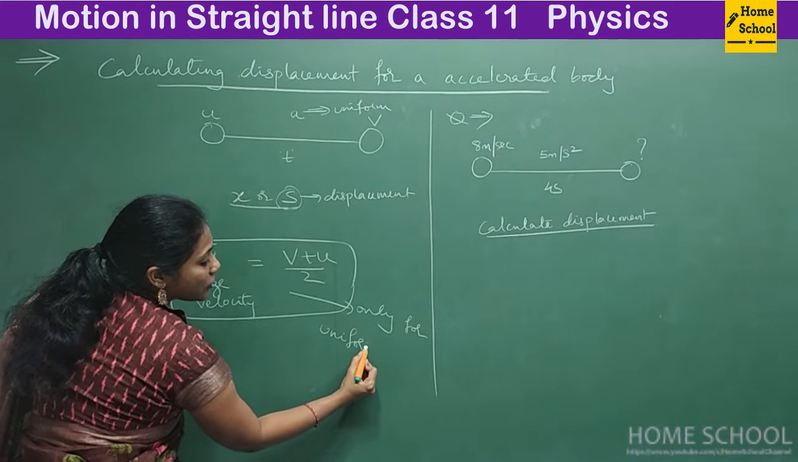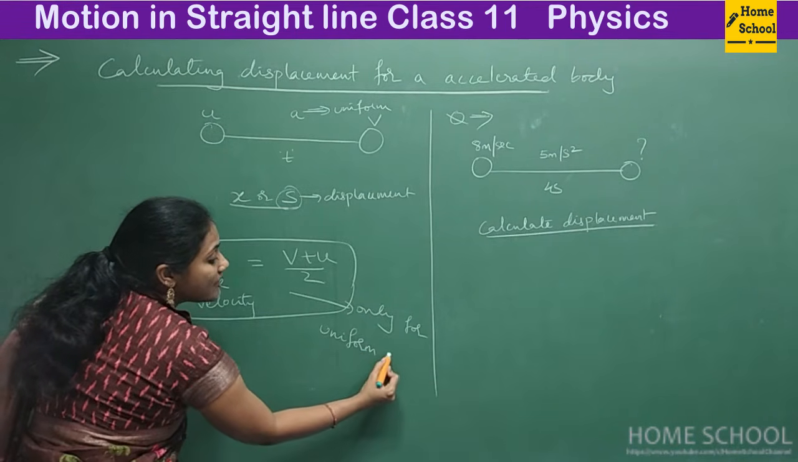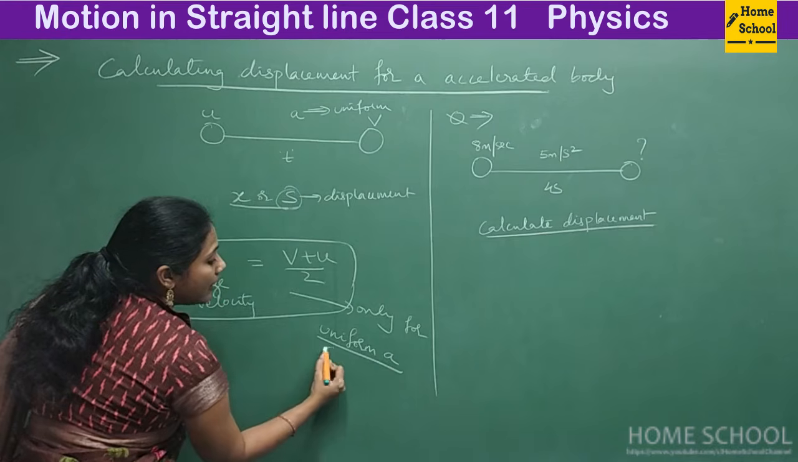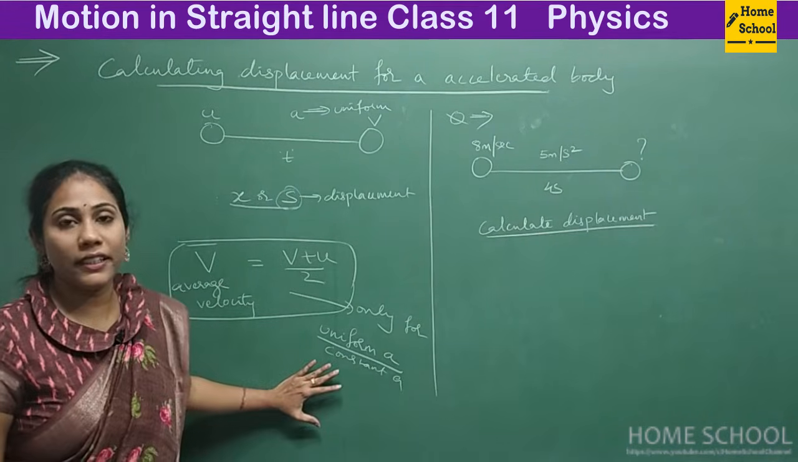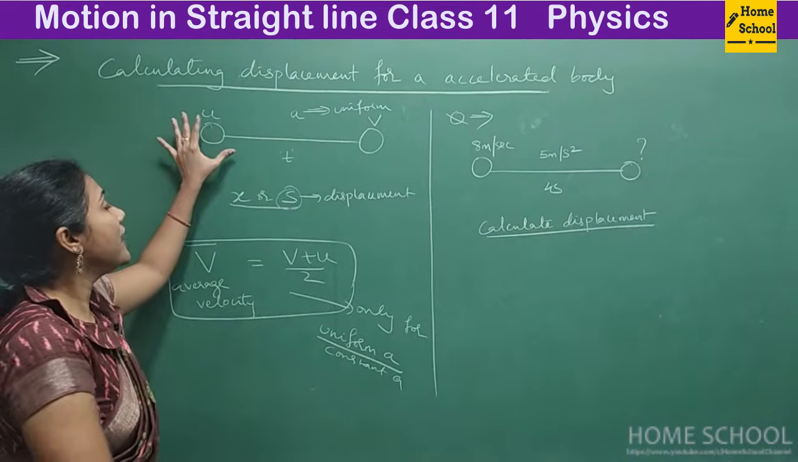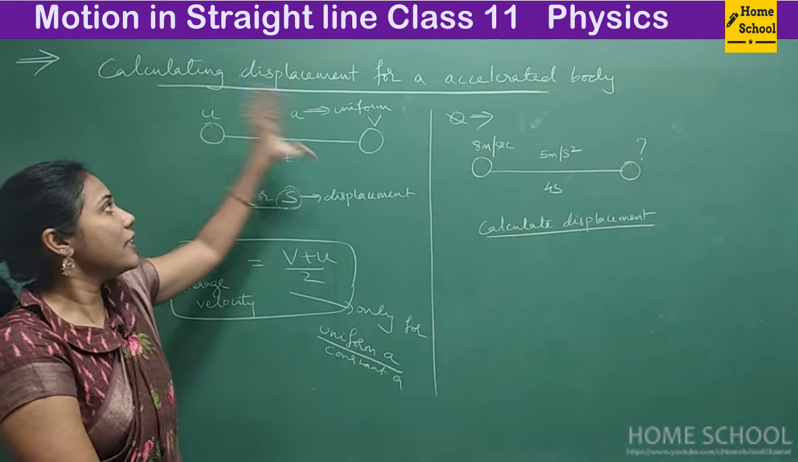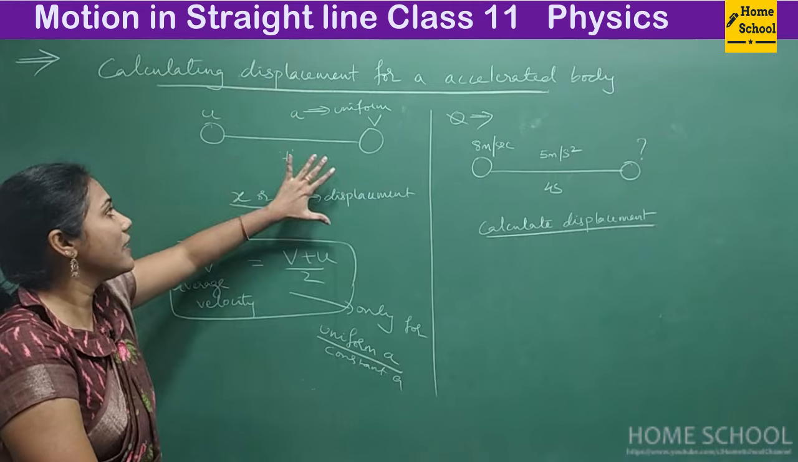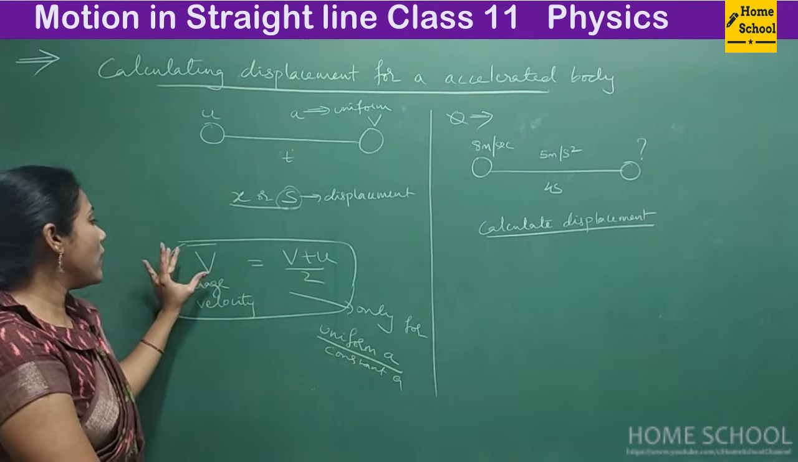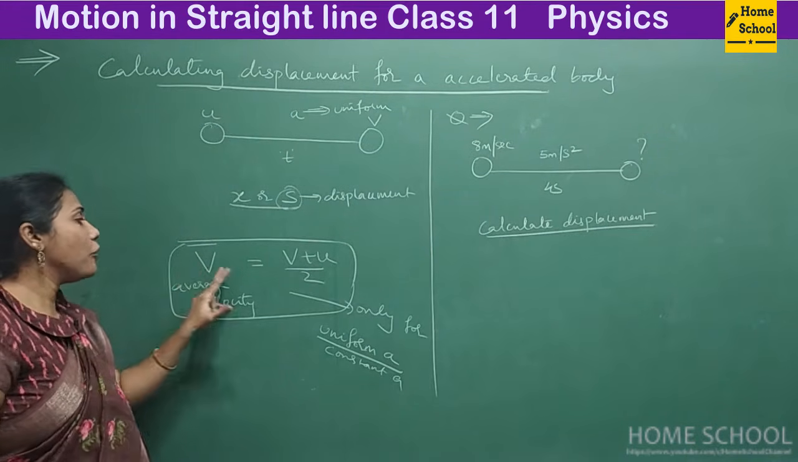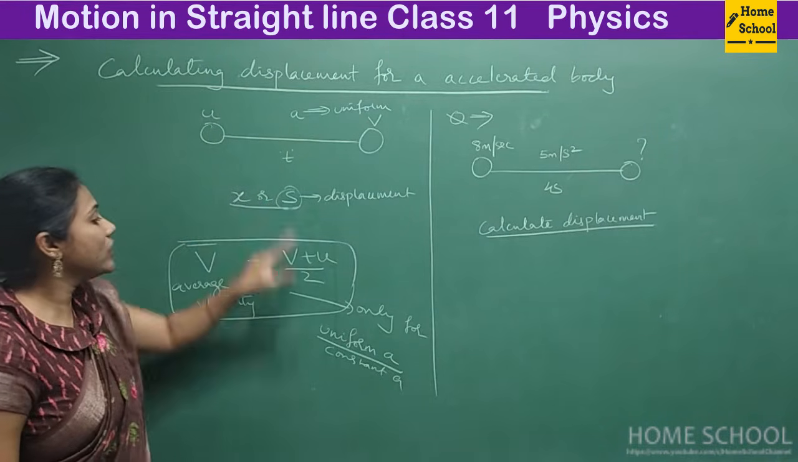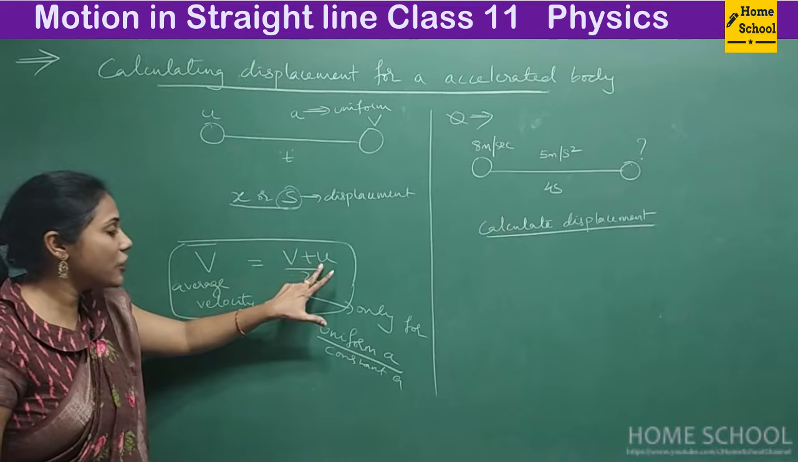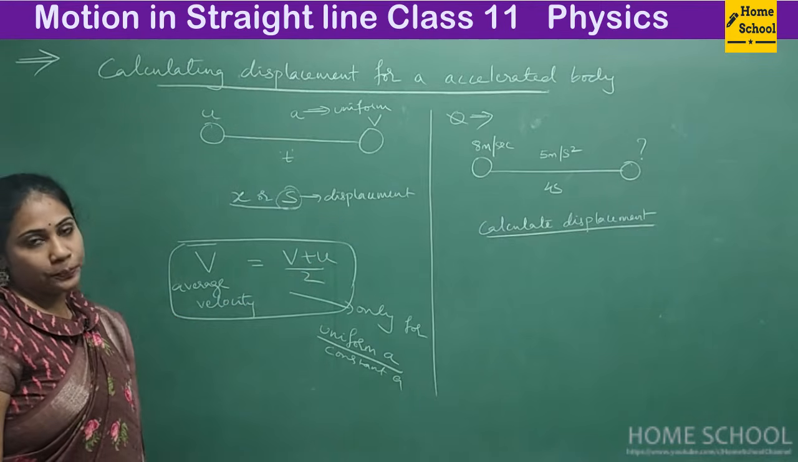If the acceleration is uniform, that means constant. Okay, constant acceleration. This is really very important. Only if an object is moving with the same acceleration throughout, uniform acceleration, then average velocity can be calculated by the formula (v + u) divided by 2, that is, final velocity plus initial velocity divided by 2.